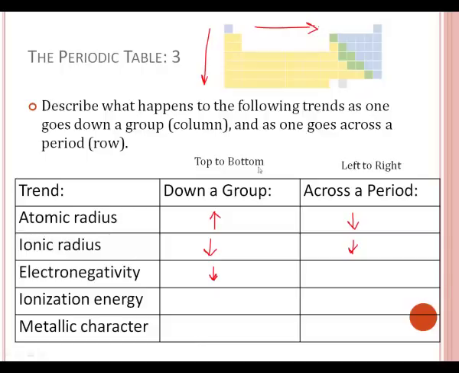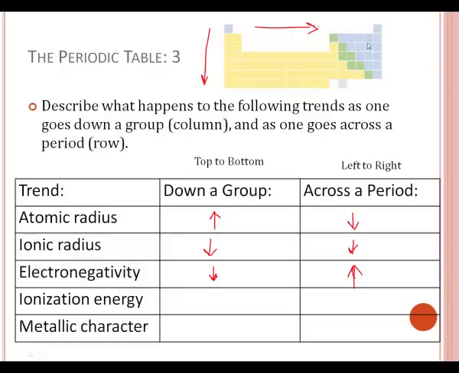As we go across a period from left to right, we're going to see an increase. Now, the reason behind this has to do with an octet. Most elements, whenever they're stable, whenever they have 8 electrons in their outermost s and p orbitals, are going to be the happiest. They're going to be the most stable.